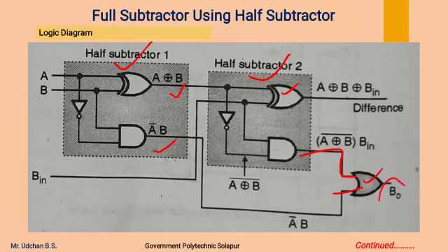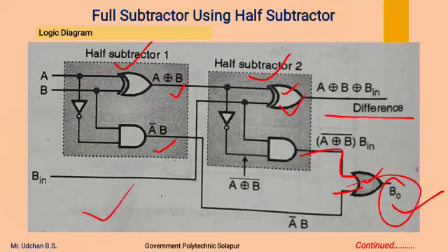By combining these two we get final borrow, that is borrow output of first subtractor and borrow output of second subtractor. We can combine together to get final borrow of the full subtractor. And from this XOR gate we can get the final difference output of the full subtractor. This is how we can get a full subtractor circuit using two half subtractors.